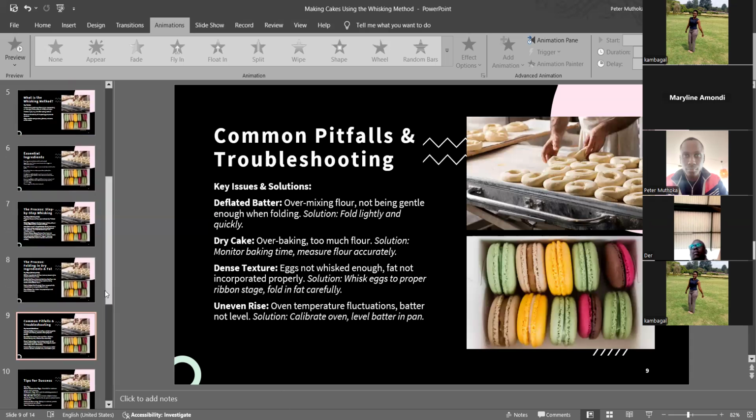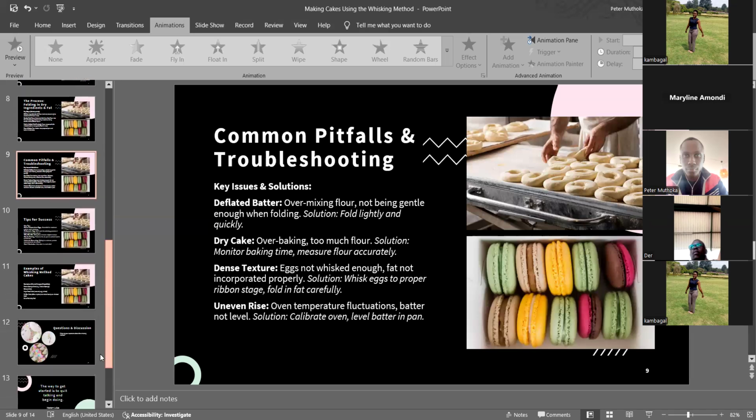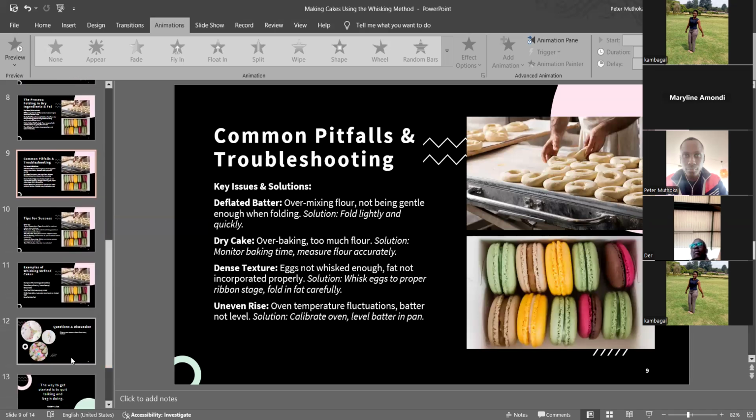Then we also have uneven rise, that is oven temperature fluctuation, and uneven batter level. The solution for this is we need to calibrate the oven and also to level batter in the pan.